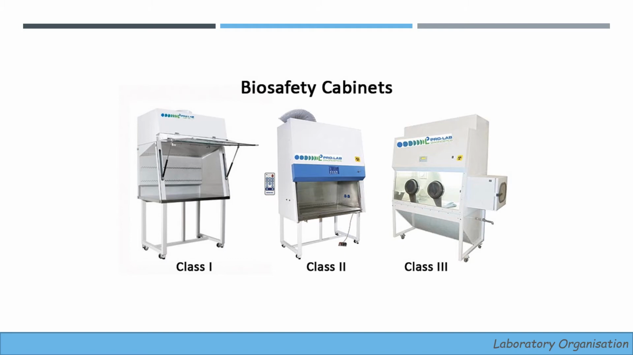On the other hand, a Class 2 biosafety cabinet provides protection both to the sample and to the personnel, and Class 3 biosafety cabinets provide protection to all three: the sample, the personnel, and the environment. Most tissue culture laboratories will probably opt for Class 2 biosafety cabinets, especially when dealing with human cell lines.